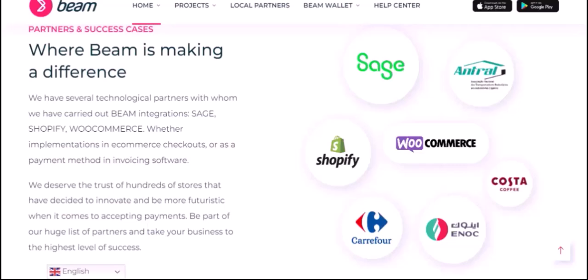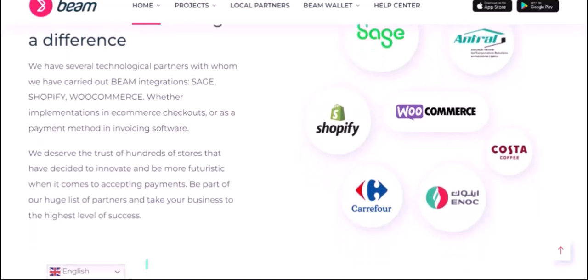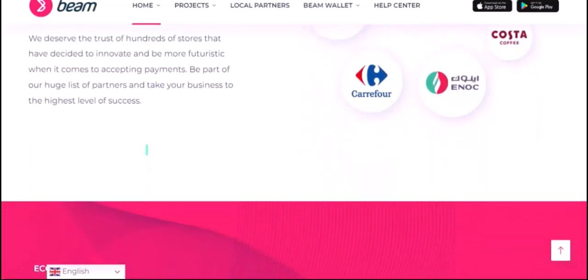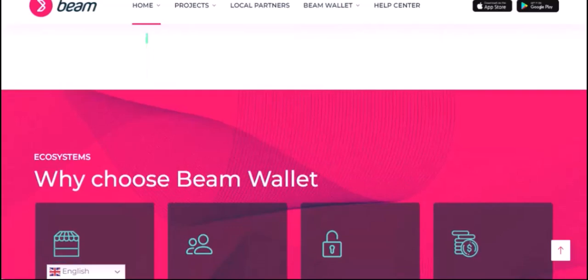Security measures. Strong cryptography. Beam Wallet employs advanced cryptographic techniques to protect your private keys. Regular updates. The Beam team releases regular updates to address security vulnerabilities. User education. It's essential to stay informed about best practices for securing your wallet.